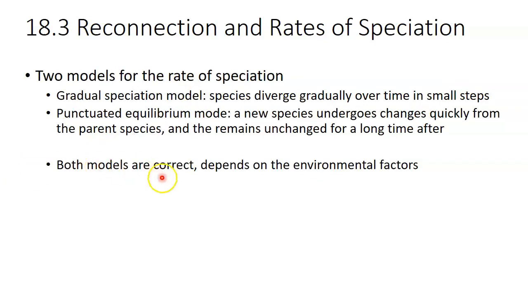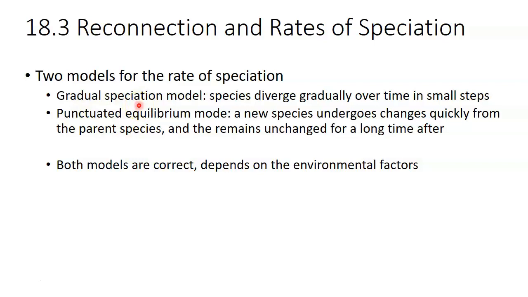There are two models to explain the rate of speciation. I'm going to tell you about both models, and I need you to know that both are correct. It depends on the environmental factors that are at play. These two models, even though they are distinct, both have been shown to occur throughout evolutionary history. So the first one at the top is called gradual speciation.